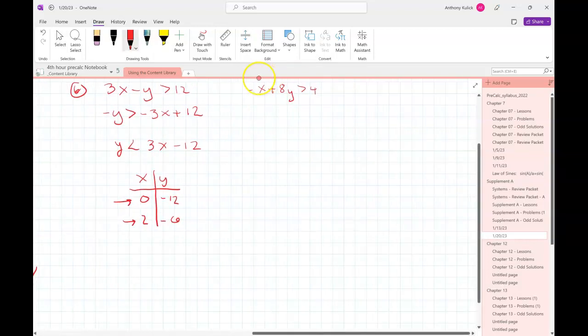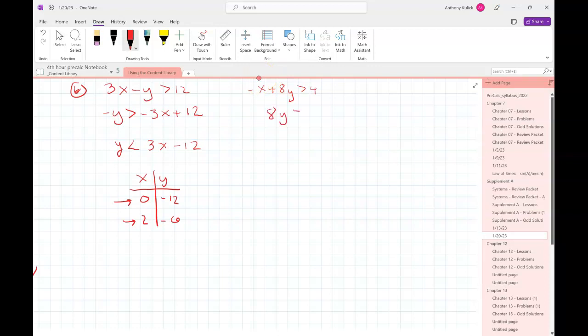All right, let's go on to the other one. We're going to do the same thing. I get the y by itself, so I'll add x to both sides. And then we'll divide by 8. Since I'm dividing by a positive, my inequality symbol doesn't change directions. Everybody's good there? All right.